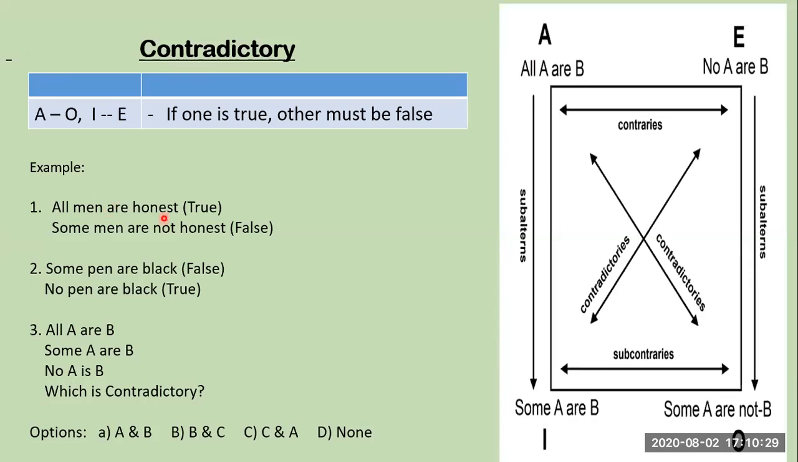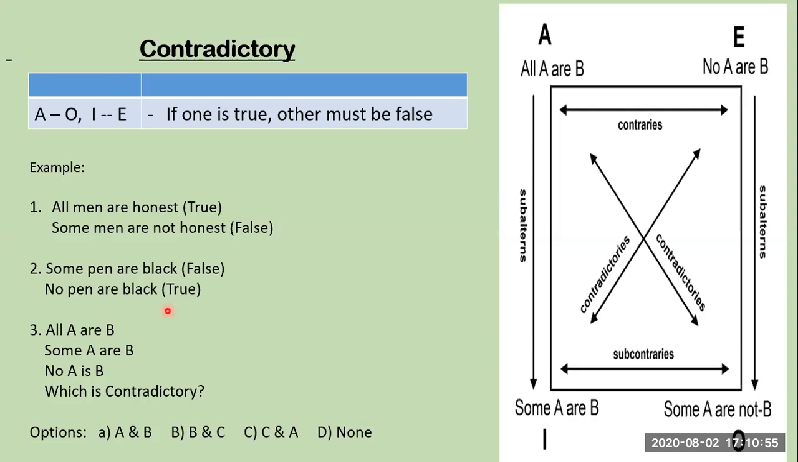All men are honest. So they're telling in a bracket it's true. So all means this one, right? So its opposite is O. So your answer is some men are not honest. It's false. So if A is true, the opposite will be false. If E is true, opposite will be true. And you can see the second example. Some pen are black. Some means this one. So your opposite is E. So no pen are black.